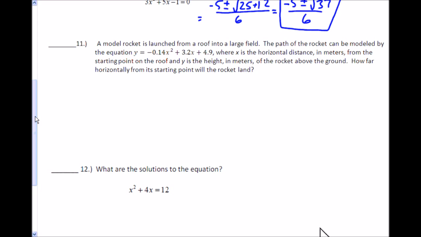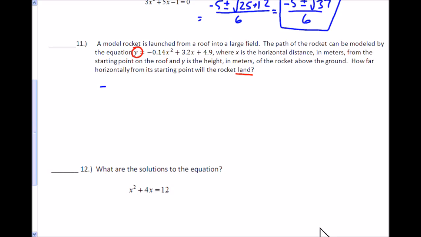Number 11, it says a model rocket is launched from a roof into a large field. Path of the rocket can be modeled by this equation. X is the horizontal distance in meters, and y is the height above the ground. And we want to know what's the horizontal distance when the rocket hits the ground, okay? And when the rocket hits the ground, we already know one thing when it lands. We know that the y value, the height, is 0, okay? So in other words, I'm going to plug this in.